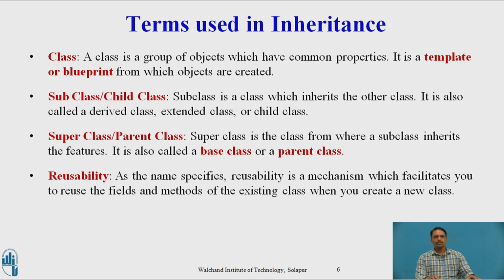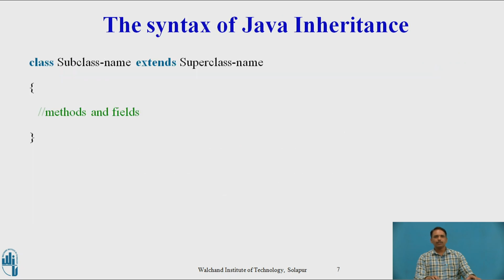Now the last term is reusability. As the name specifies, reusability is a mechanism which facilitates us to reuse the fields and methods of an existing class, using which we can create some new classes.